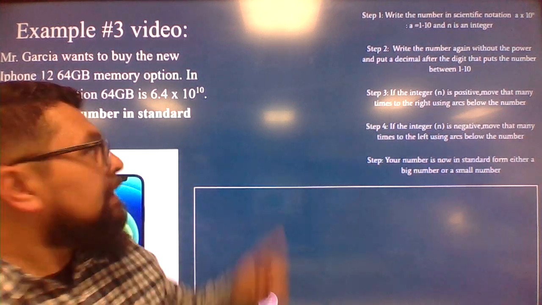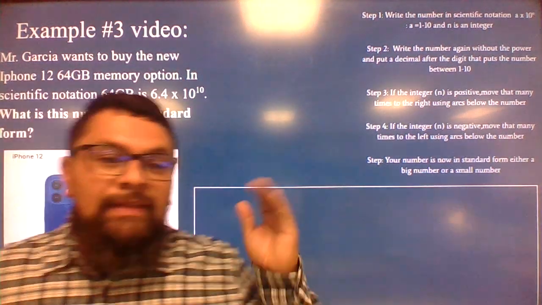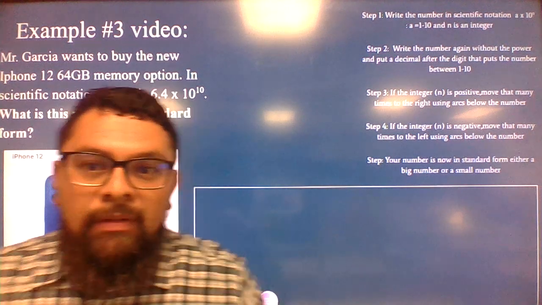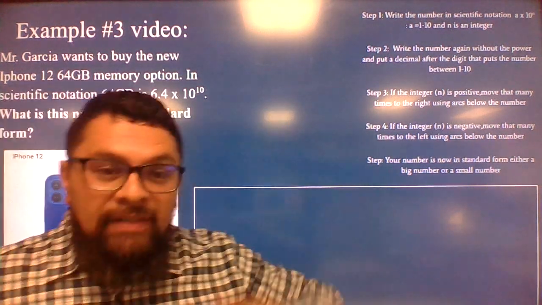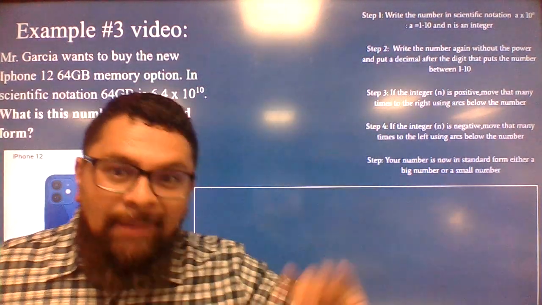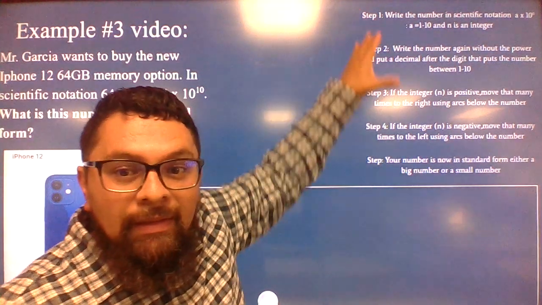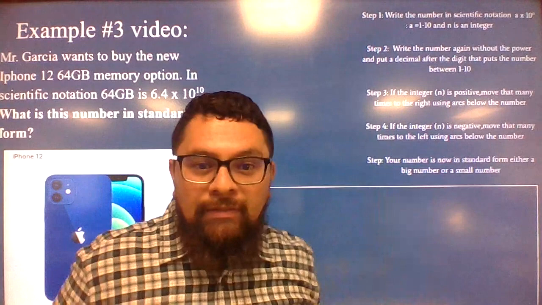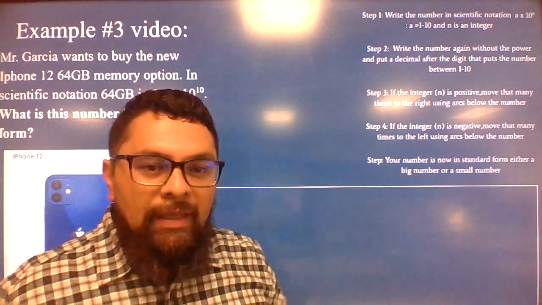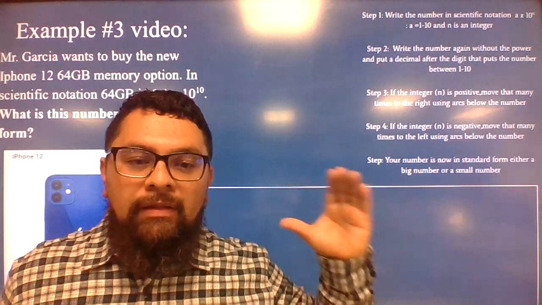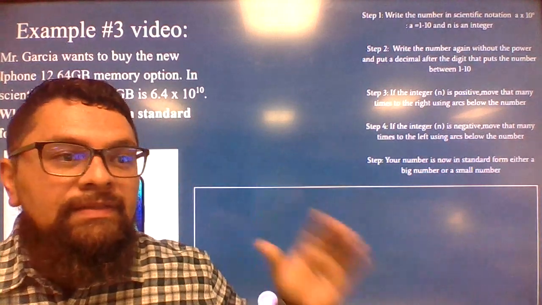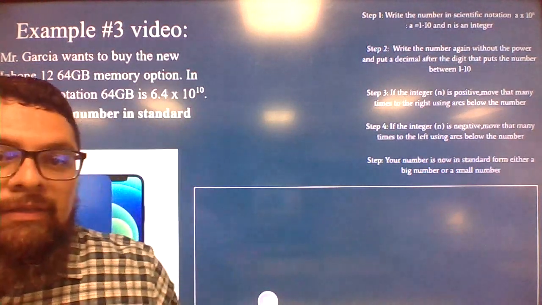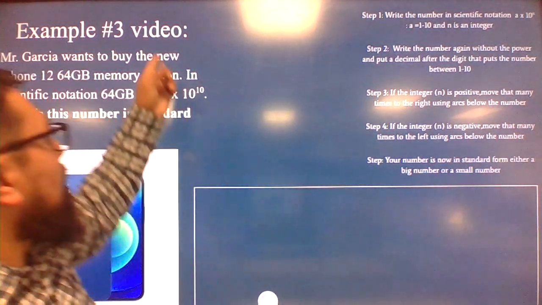All right, guys, so we're on example 3 now. We're converting scientific notation to standard form. You should have seen and read the steps already. There are 5 steps, so you should have gone through those, and we already did an example. We converted the scientific notation of the distance from Earth to Pluto to standard form. So now here's example number 3.